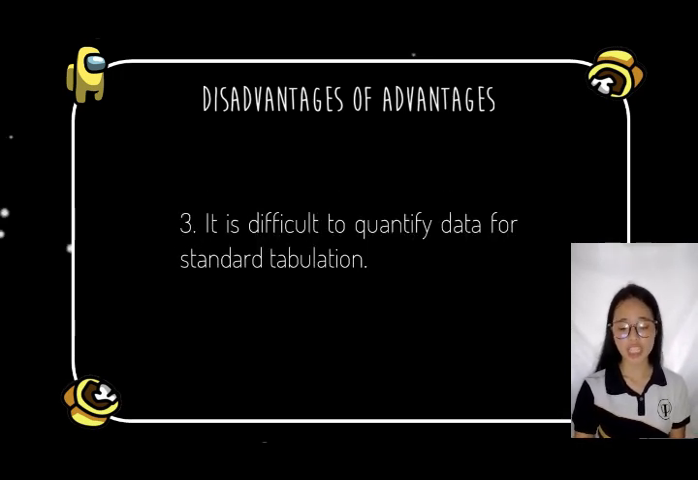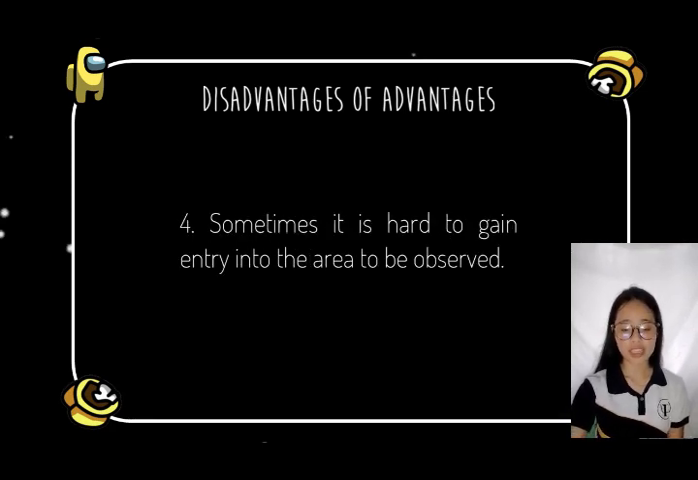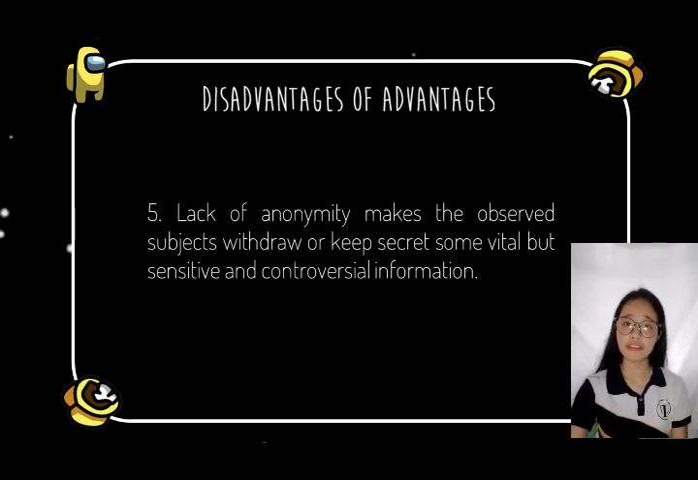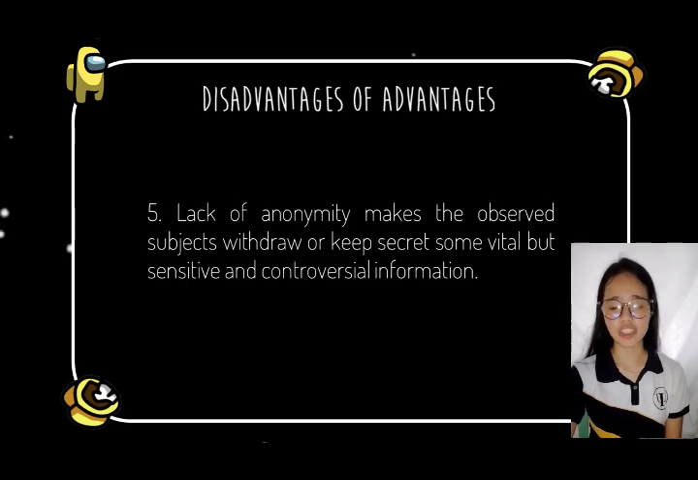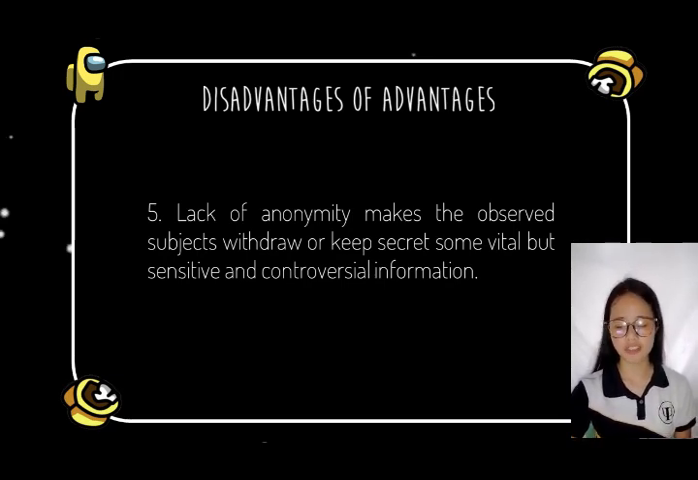Third, it is difficult to quantify data for standard tabulation, especially in unstructured observations and when recording is done in narrative form. And fourth, sometimes it is hard to gain entry into the area to be observed. This is true if the research problem is sensitive or controversial, such as nude colonies or prostitution. Then number 5, lack of anonymity makes the observed subjects withdraw or keep secret some vital but sensitive and controversial information. For example, in graft and corruption. This subject is very secretive.